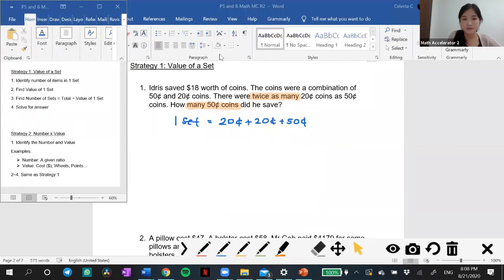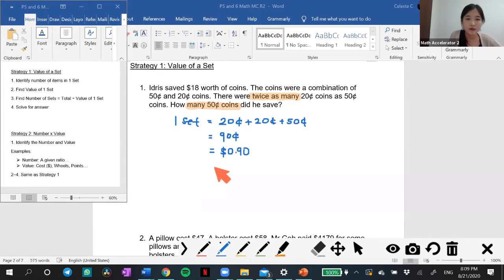Okay, so step 1 is done. Step 2, find the value of one set. So all you have to do is add these 20 cents up and the 50 cents up together. So what's the value of one set? Can you calculate? Yeah, 90 cents. Okay, good. Alright, so 90 cents. Let's change this to dollars. Why did I change it? You will know soon in the next step.